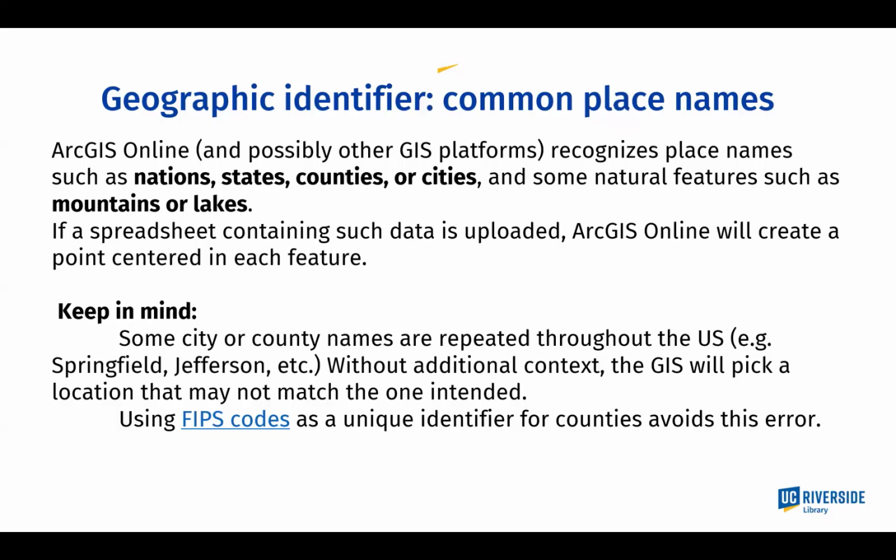So one way to get around that, at least for counties, is to use something called FIPS codes. They serve as a unique identifier for counties. Like the first 2 digits correspond to the state and the last 3 digits correspond to the county name. And that helps avoid those kind of errors of mismatch.